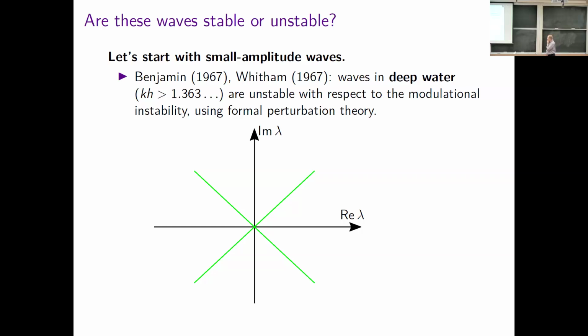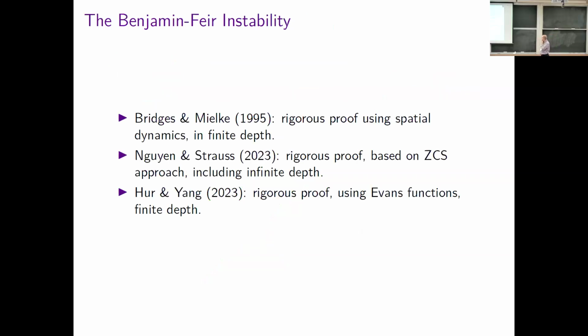So those are formal calculations. It took a while for the first rigorous results. Bridges and Milke in '95, using spatial dynamics, proved that this cross at the origin was there. They could only do that in finite depth. You have a loss of compactness problem as you go to infinite depth. That problem was solved using a different method by Gwynn and Strauss in '23, so quite recently.